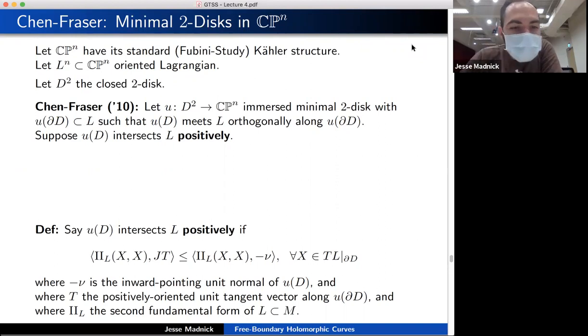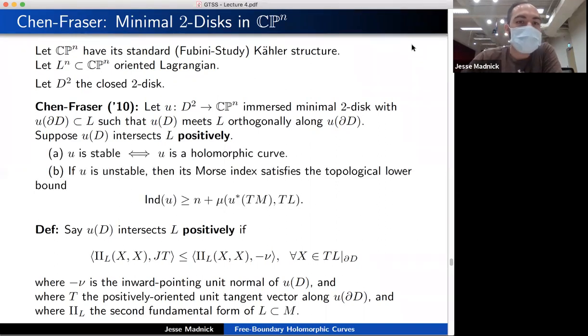Under these conditions, they show two things. First of all, the stable minimal 2-disks with boundary on a Lagrangian that intersect the Lagrangian positively are precisely the holomorphic curves. The left direction is clear; it's the right direction that's really non-trivial. And second, if your minimal disk is unstable, then they're able to use the methods I just mentioned to get a very general topological bound on the Morse index.